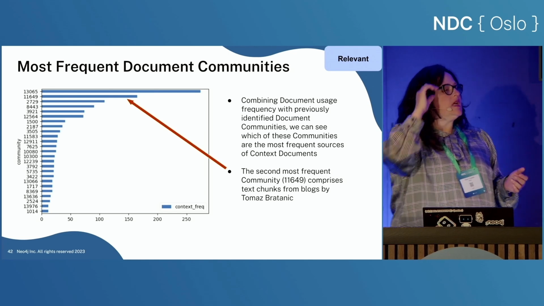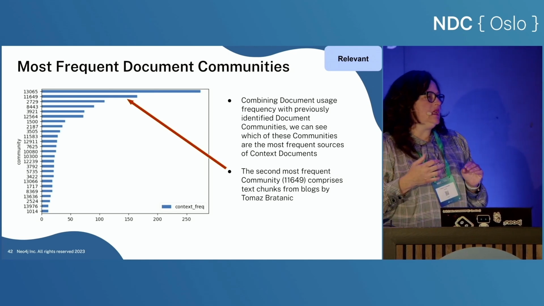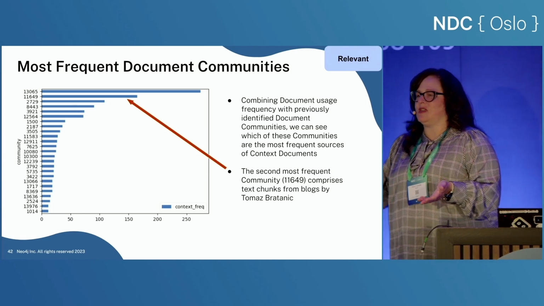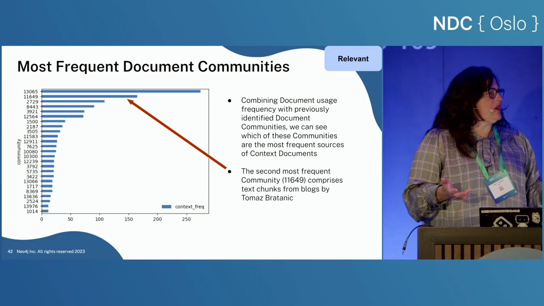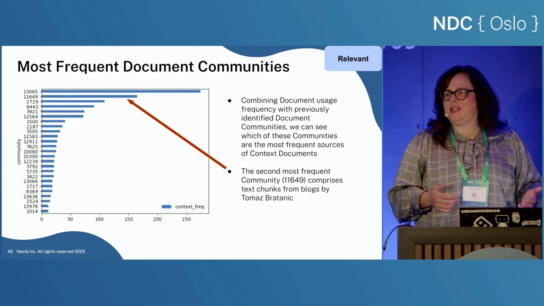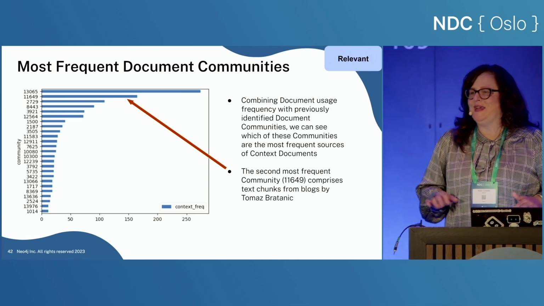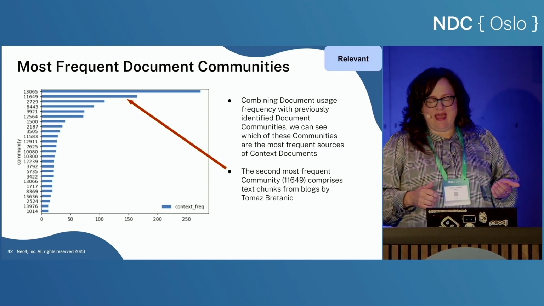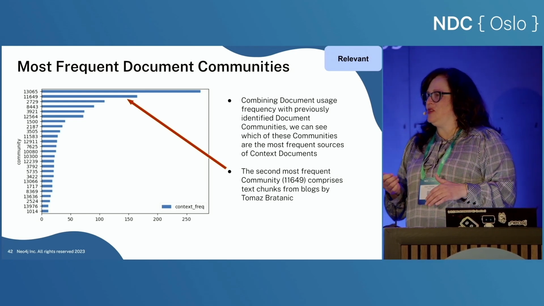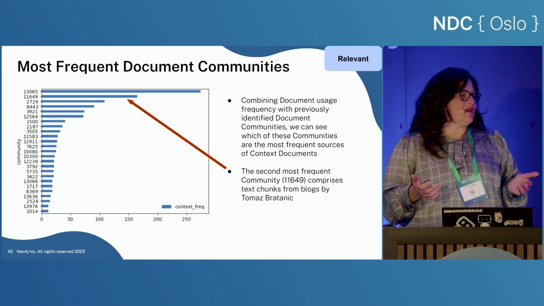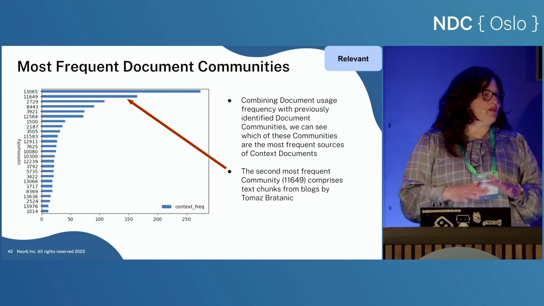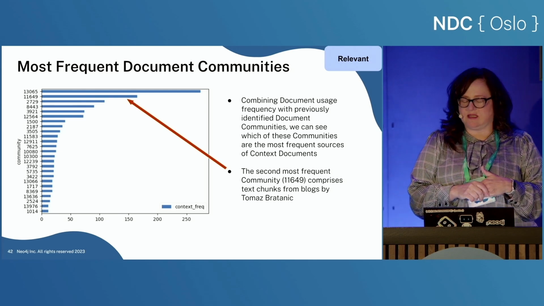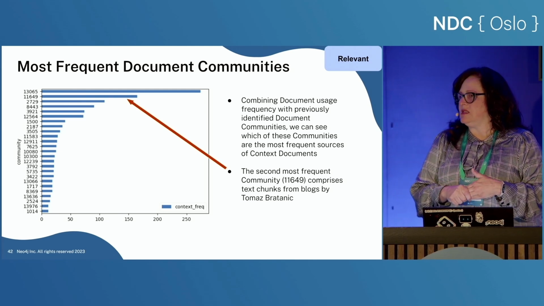The other thing that we looked at is the frequency of the communities of information. Obviously, it makes sense that the top one is our documentation. Most of the answers, if you're looking for something, are hopefully in our documentation. If they're not, we have a much bigger problem. There are some people we need to talk to. And then the second most frequent one that we had was actually the blogs from Tomasz Bratanek, who's one of our experts. If anybody's ever read any of our LLM and GenAI work, you'll definitely have read his pieces. So that's not necessarily a surprise to us either.